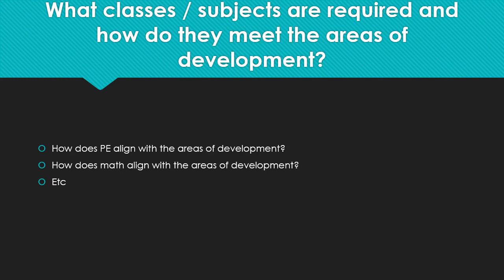After you've determined what kind of school you're going to have, what the hours are, then you need to determine what classes or subjects are required and how they meet the areas of development. So if you are telling me, oh, all of our kids are going to do PE, well, is PE for emotional social? Is it for intellectual? Is it for physical? How does it sync up? Why are we having PE? Maybe if it doesn't sync up with any of the areas of development, you should consider removing it from your school.